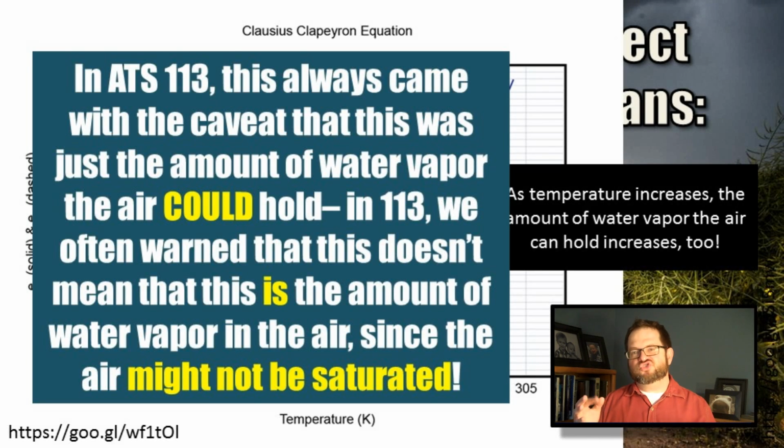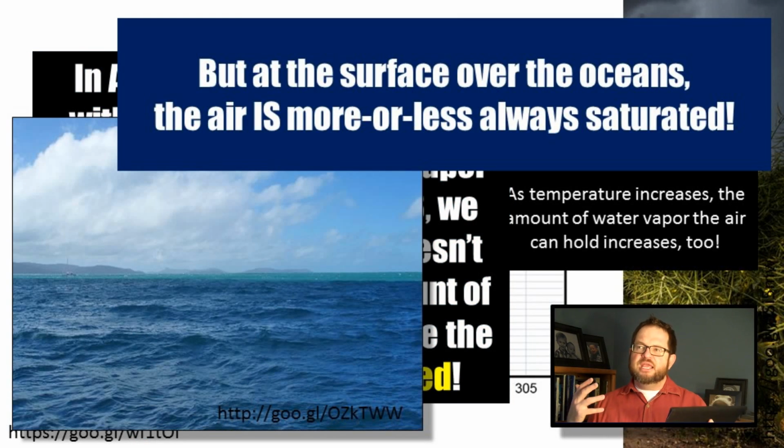Well, that's lovely for little story problems in ATS-113, but in the real world, where 70% of the Earth's surface is ocean, and the air is sitting there at the surface, basically in contact with the ocean, there's been plenty of time for evaporation to happen. Air near the surface over the ocean probably is saturated. Okay? Or very, very close to saturated anyway. So, that graph of the Clausius-Clapeyron, yes, strictly speaking, it's telling us how much water vapor the air could be holding over the ocean, but in practice, that's probably telling us how much water vapor the air really is holding.